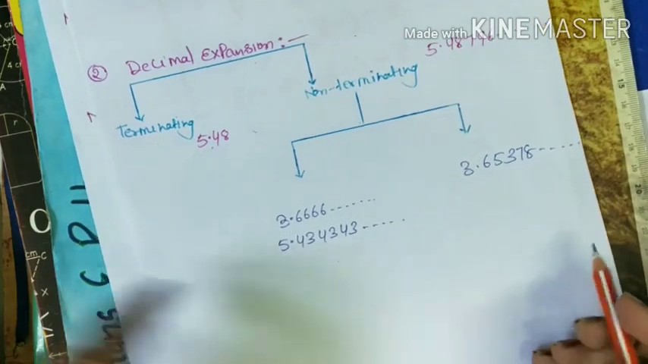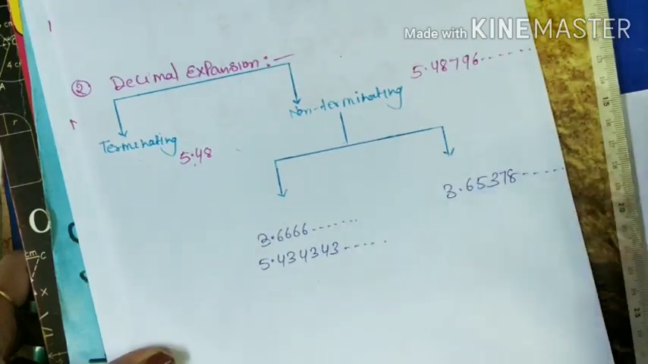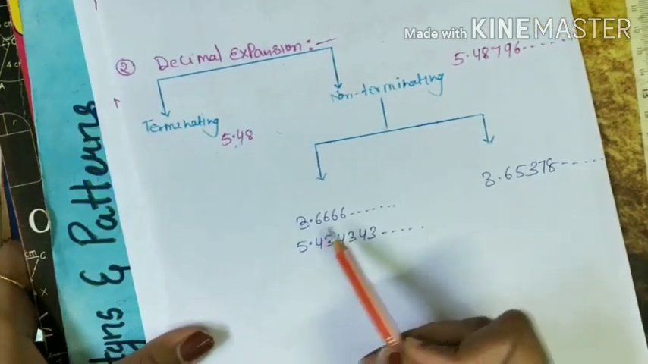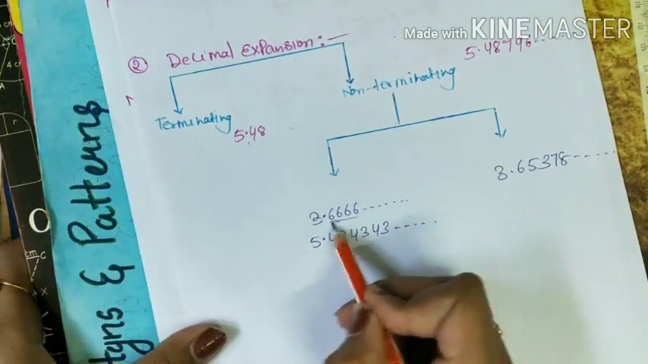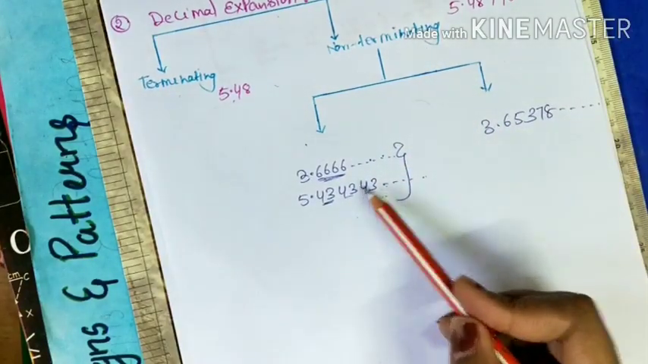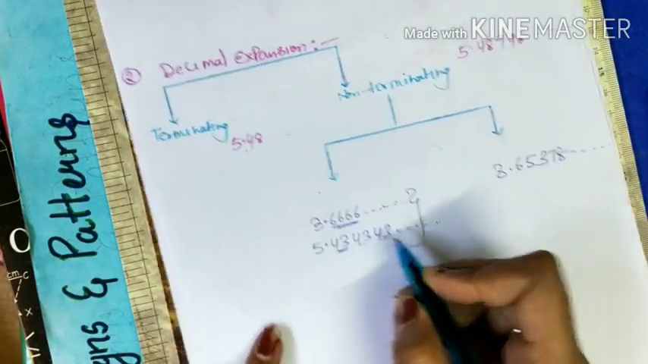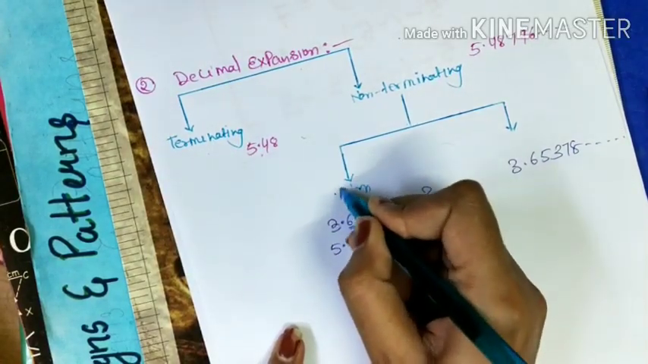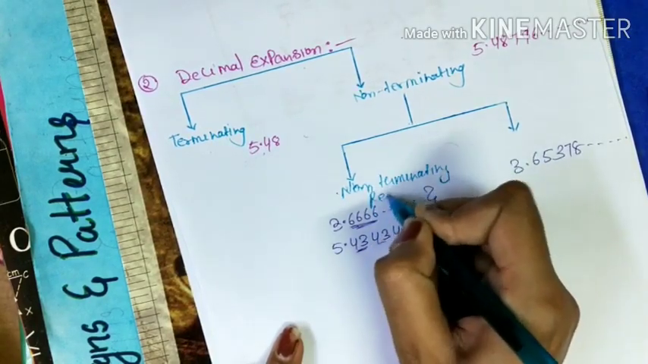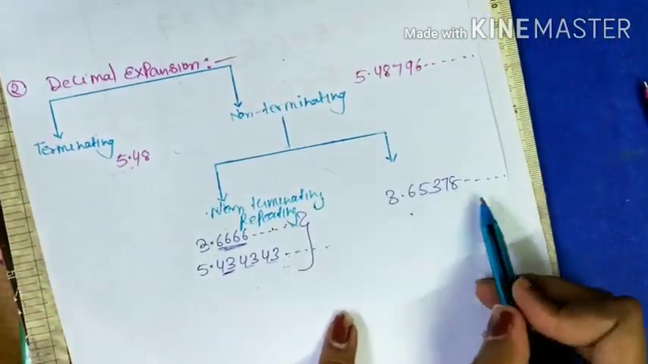3.65378 and so on. You can see all these three examples are non-terminating. What is the difference between these two and these numbers, children? Can you tell me? Yes, this is non-terminating but repeating. Here also you can say it's a non-terminating but repeating number. So I can say these are non-terminating but repeating numbers.